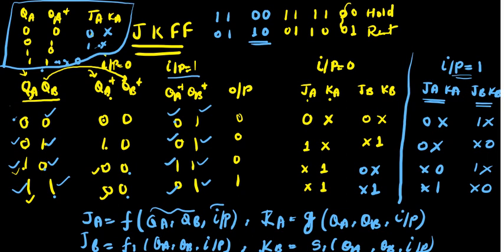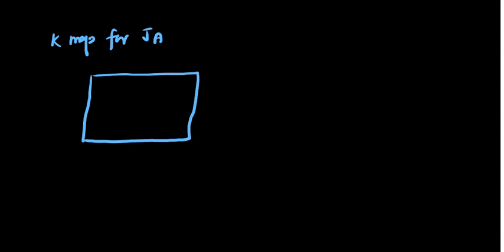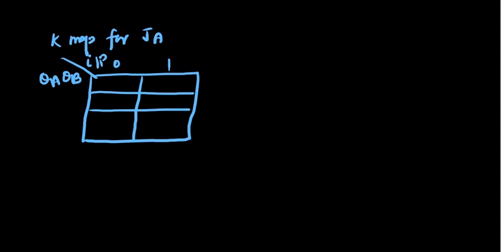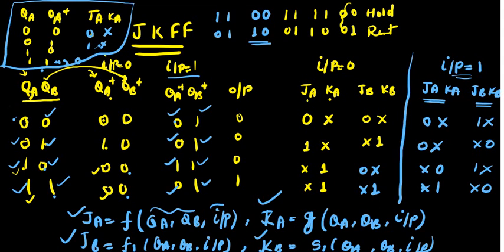So now your task is to write the K map for JA, K map for KA, K map for JB, K map for KB, and find out what is the relation between QA, QB, input with J, and similarly for KA, JB, KB. How will you do this? So K map for JA: QA, QB, input. Input is 0, input is 1. 0 0 0 1 1 0 1 1. Similarly 0 0 0 1 1 0 1 1.